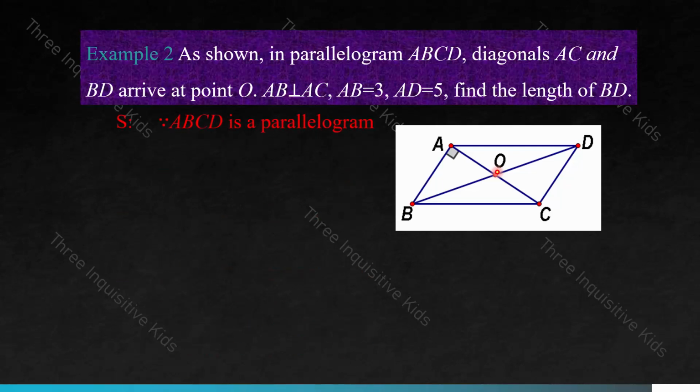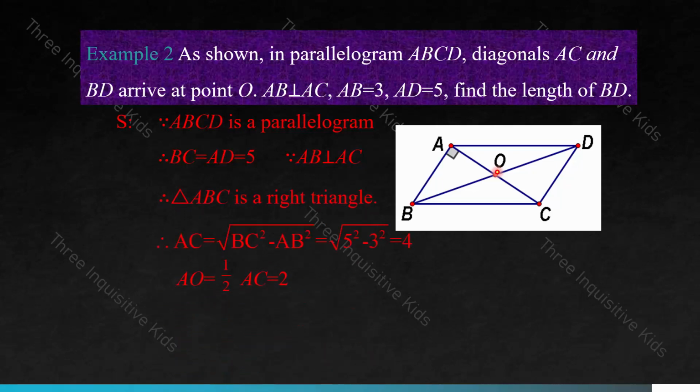Well, here's our solution. Since ABCD is a parallelogram, we know that BC and AD both are equal to 5. And because AB is perpendicular to AC, we know that triangle ABC is a right triangle. Now using the Pythagorean theorem, we know that AO is equal to 1/2 of AC, which is equal to 2. So BD is equal to 2 times the square root of 13.